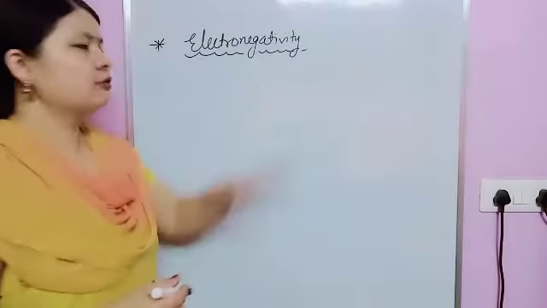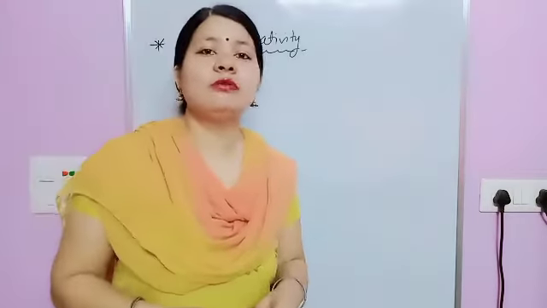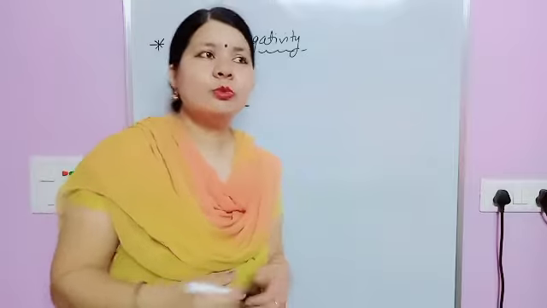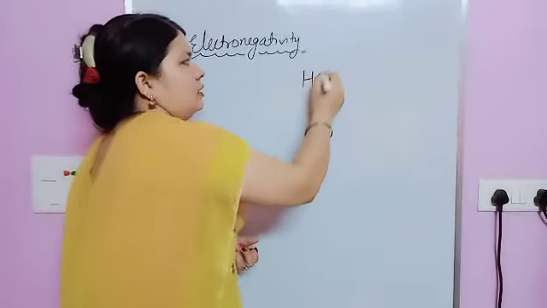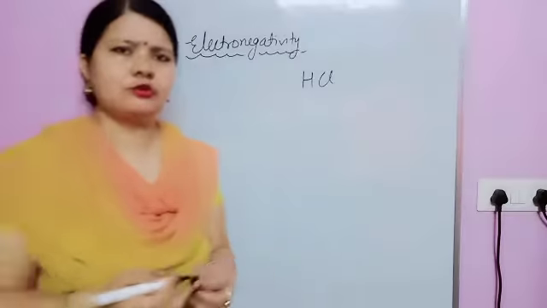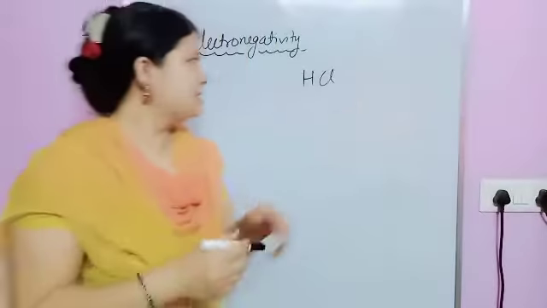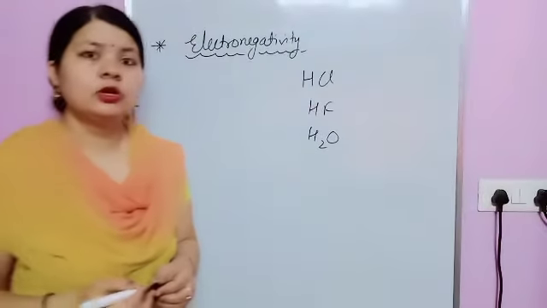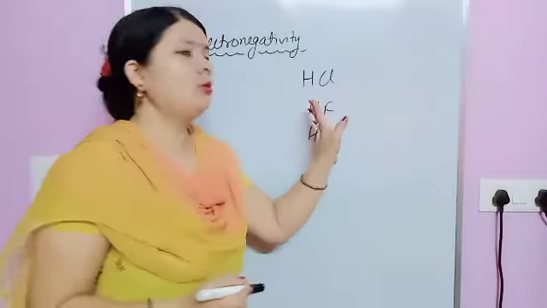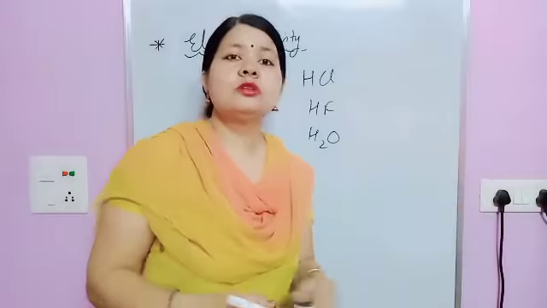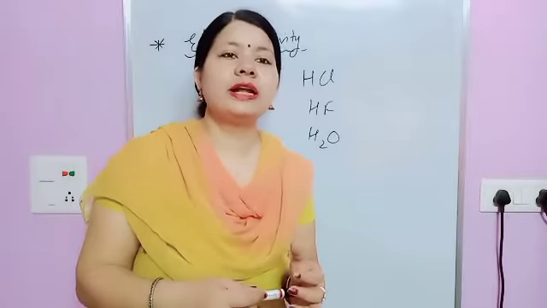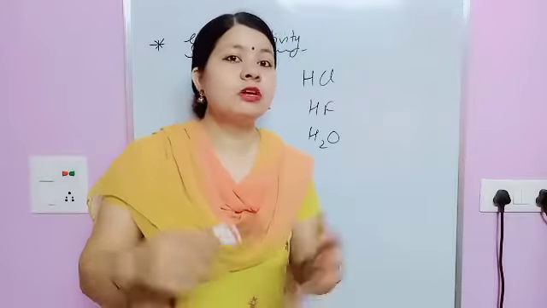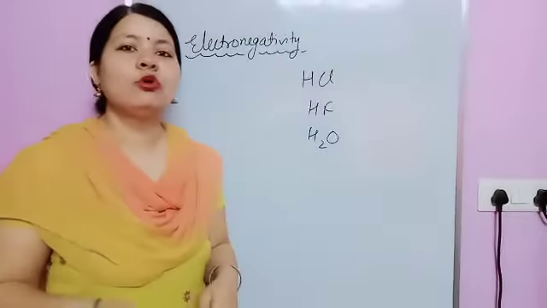Now electronegativity, simple, it's the tendency of an atom to attract the shared pair of electrons towards itself. Suppose in the case of HCl, or HF, or H2, so many examples we have. These are formed by sharing of electrons. So if an atom has the tendency to attract the shared pair of electrons towards itself, that is known as electronegativity.